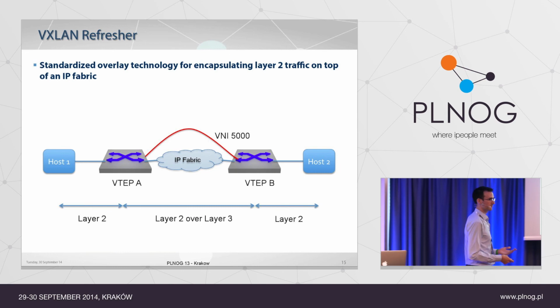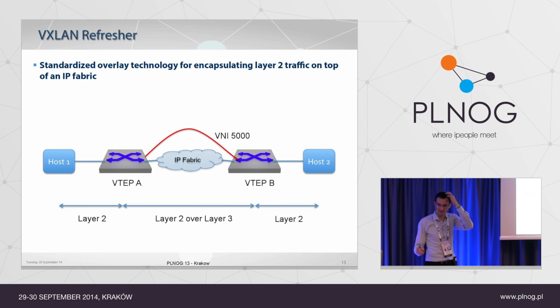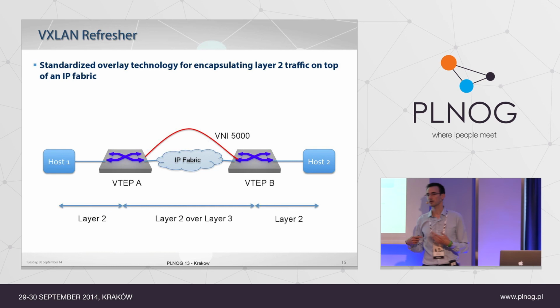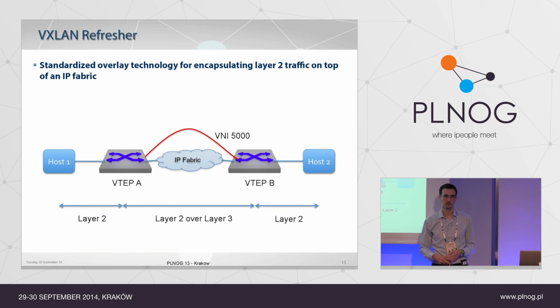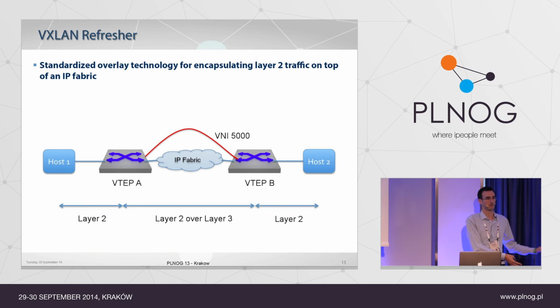As a refresher, some of you might be familiar. Who's very familiar with VXLAN? Most of you. Some not so familiar. It's okay. So VXLAN is a standardized encapsulation mechanism. You've got host 2 and host 1 on the left. They are exchanging at layer 2. The devices here are VTEPs. VTEP stands for VXLAN Tunnel Endpoint. This is a VXLAN gateway that does the gateway between the layer 2 world and layer 3.